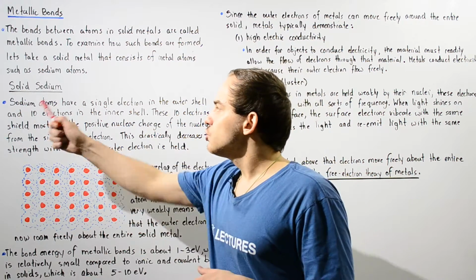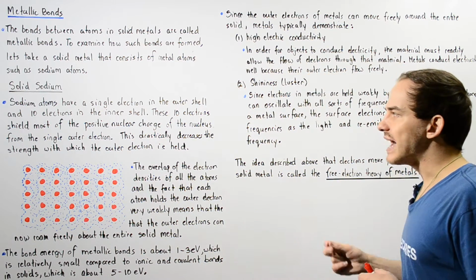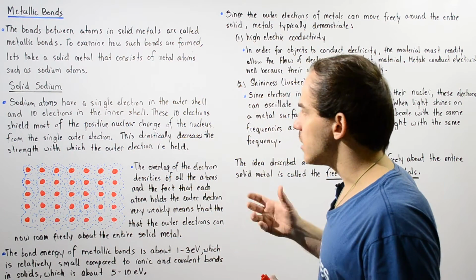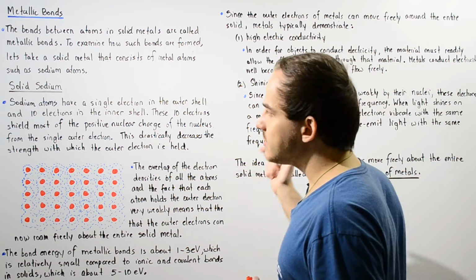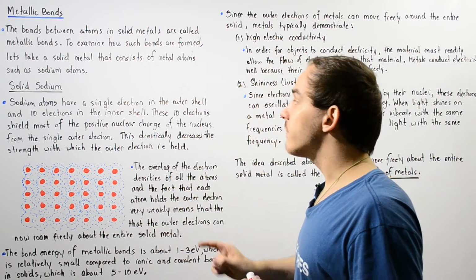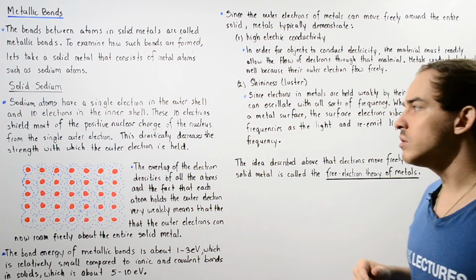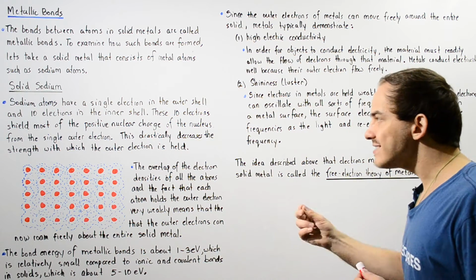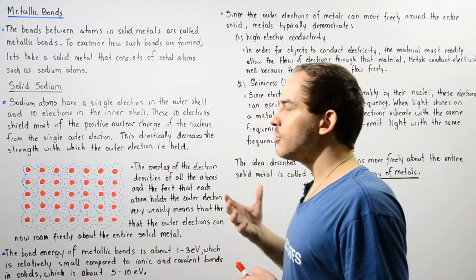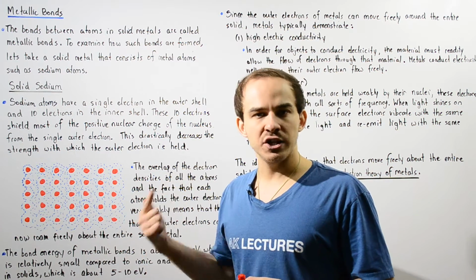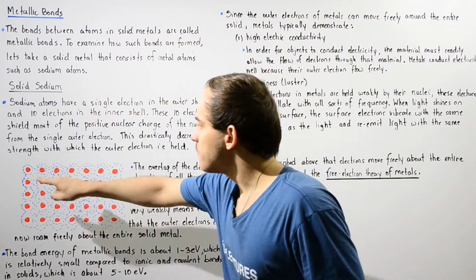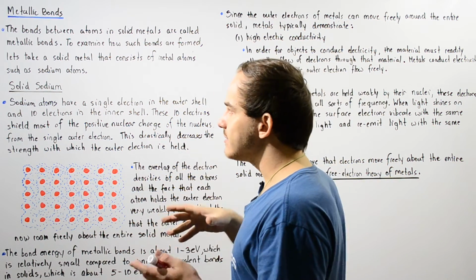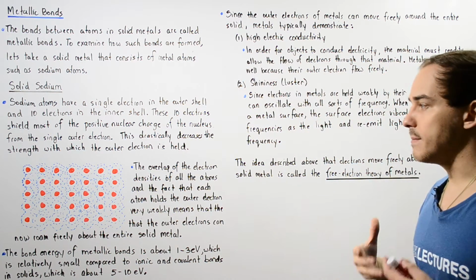So once again, sodium atoms have a single electron in the outer shell and 10 electrons inside the inner shell of that sodium atom. Now these 10 electrons shield most of the positive nuclear charge of the nucleus from that single outer electron, and this drastically decreases the strength with which the outer electron is actually held. And this is true for every one of our individual sodium atoms found inside our solid sodium metal.